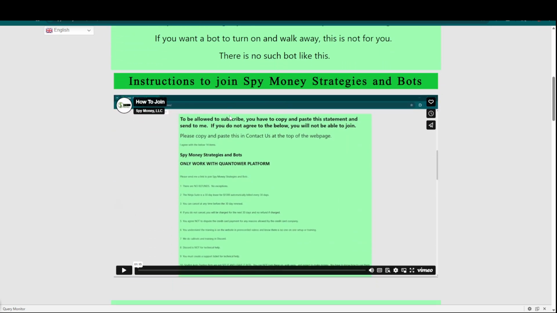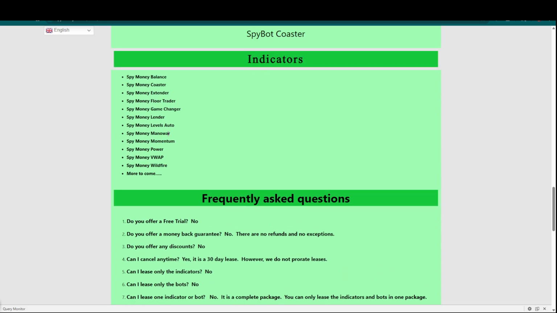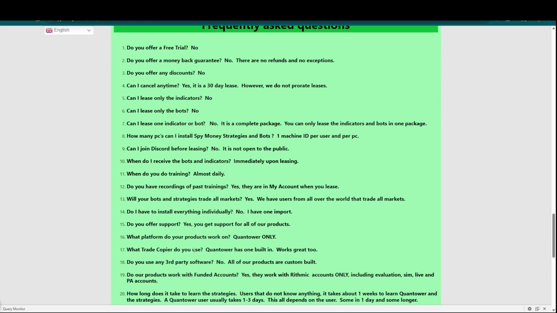And once you scroll down toward the bottom, you're going to see that you have a lot of indicators. We have more indicators than this on the site. And then here's a frequently asked questions section. Read through these. If you see the answer to your question, that should take care of you.